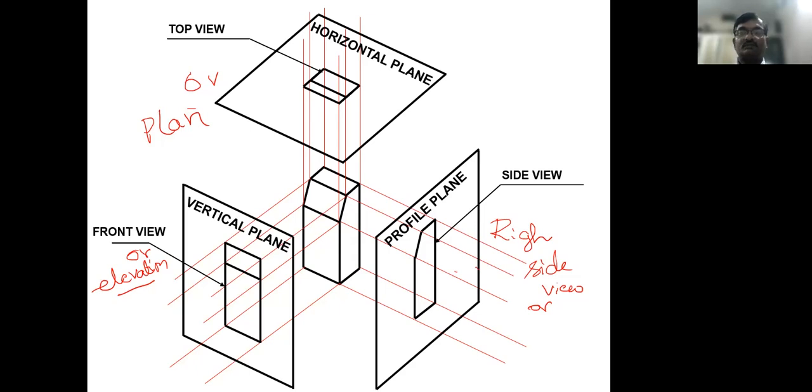and horizontal plane. When observed from the front end, that is the vertical plane, and when observed from the side, that is the profile plane. When observed from the top, that is the horizontal plane. The view formed on the vertical plane is the front view, the view formed on the profile plane is the side view, and the view formed on the horizontal plane is the top view. When 3 views are used, it is also called multi-view drawing.